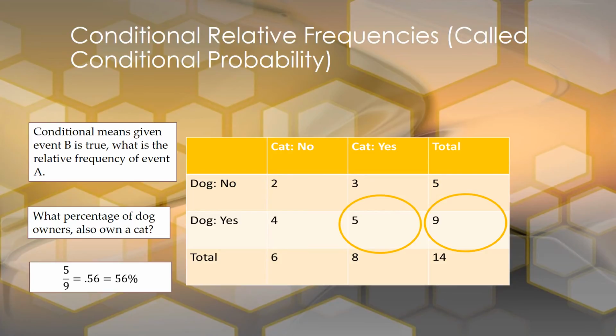So we did what percentage of dog owners also own a cat. So now we're going to focus on just the dog owners, not the whole sample. So we're not going to divide by 14. Instead, we're going to divide by 9 here.